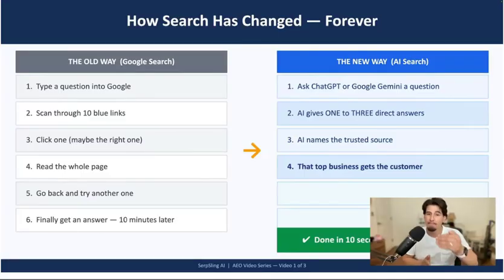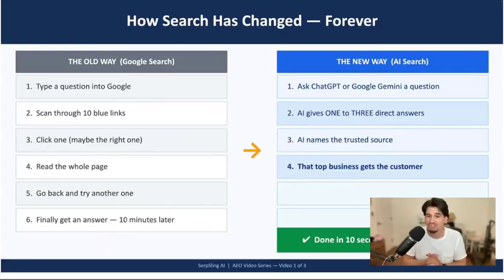The old way, many of you watching this video know how that works. All right, number 1, you type a question into Google. Number 2, you scan through 10 blue links. Number 3, you click one, maybe the right one. Number 4, you read the whole page, go back and try another one. And then finally, after going through several of these, you get an answer of what you're looking for about 10 minutes later. Okay, that's the traditional process, and obviously that still works. Okay, that is still a huge pie of the traffic process.